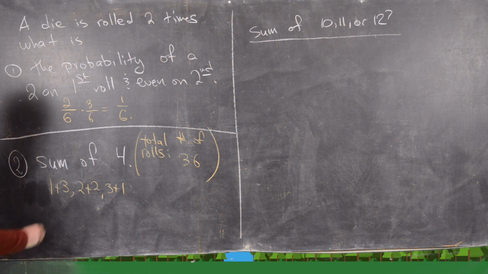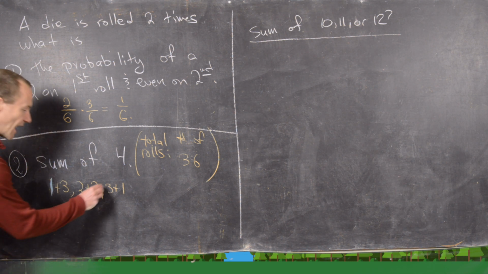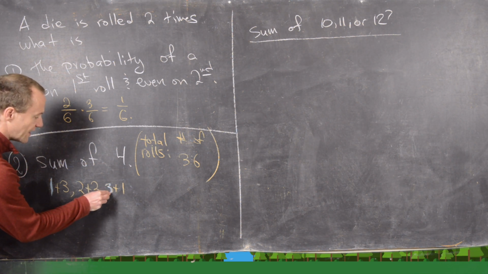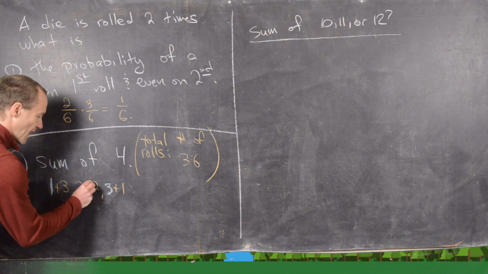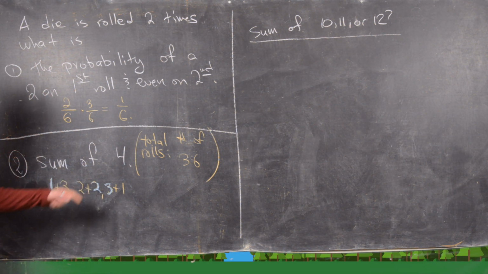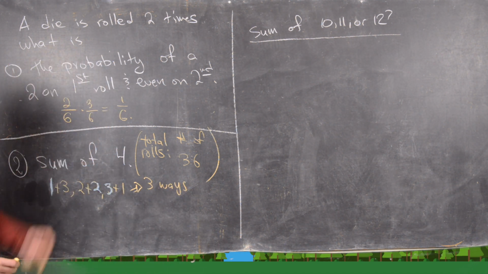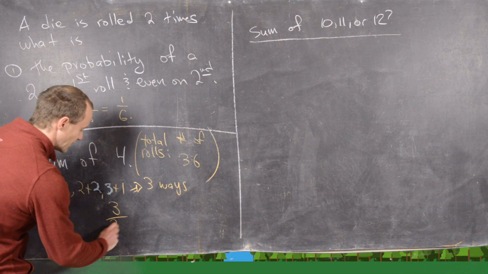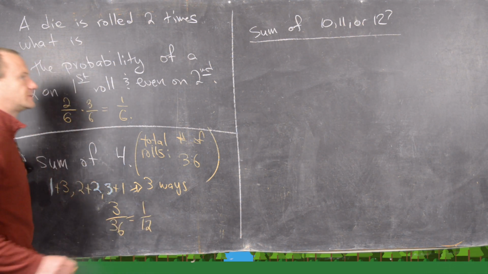You can maybe visualize that better if you think about the first die as being blue. So here we're rolling a 1 on the blue die, and then here we're rolling a 3 on the blue die. And here we're rolling a 3 on the yellow die, and here we're rolling a 1 on the yellow die. But notice if we do this for 2 and 2, there's only one way to do it. So there are 3 total ways to roll a sum of 4, which means our probability is going to be 3 over 36, which is the same thing as 1 over 12.